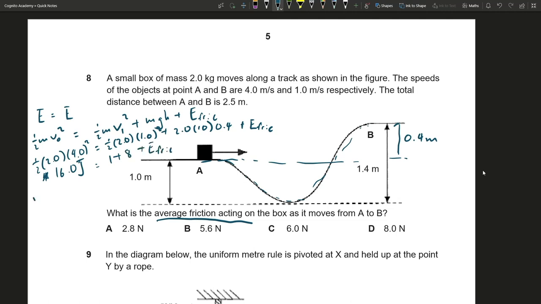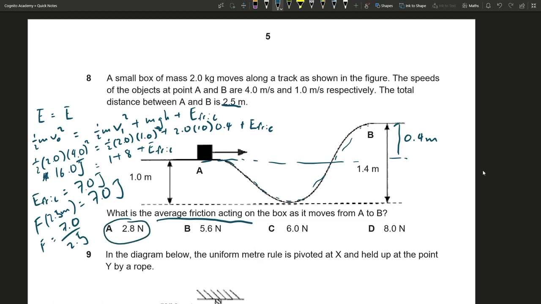So rearranging this, the energy we lost to friction is equal to 16 joules minus 9, which is 7 joules. And remember, the work done by friction against our box is the average force, which is what we're looking for, times the distance that it acted upon, which here we are given is 2.5 meters. So this is 7.0 joules, and then F is just 7.0 divided by 2.5, which is 2.8. So our answer here is A.